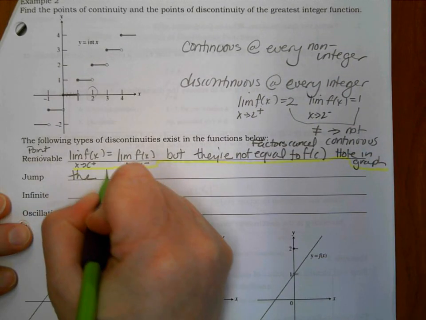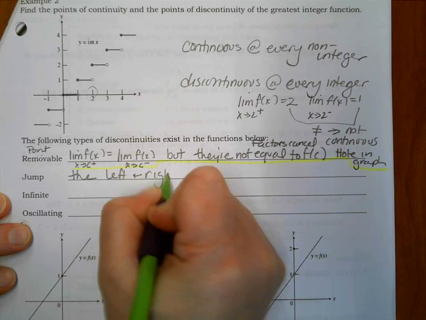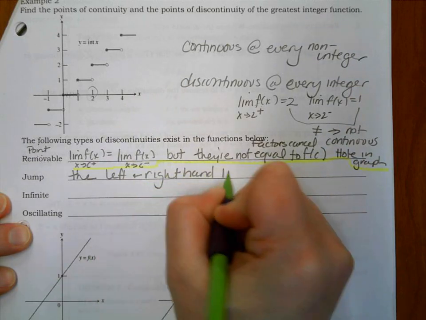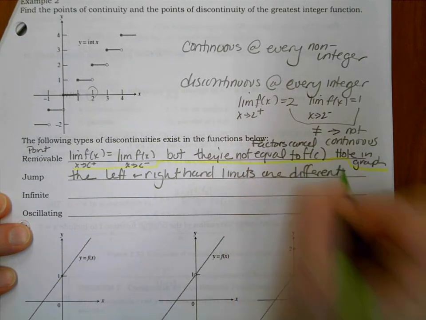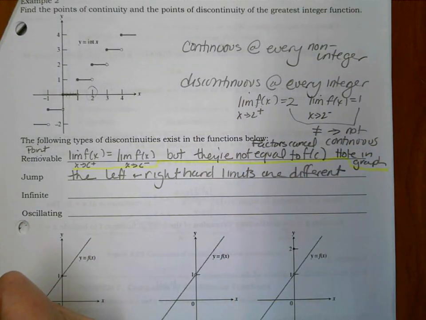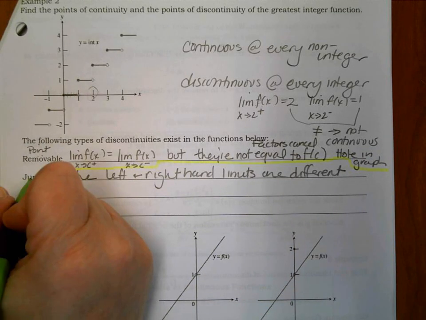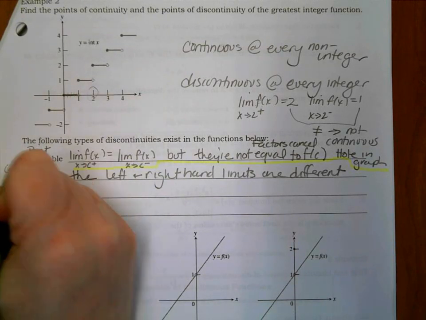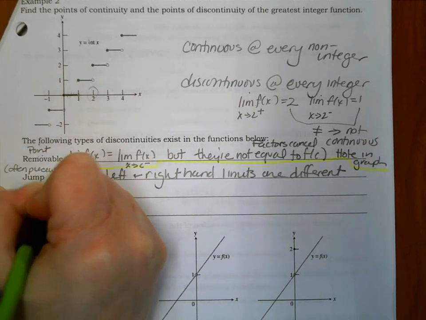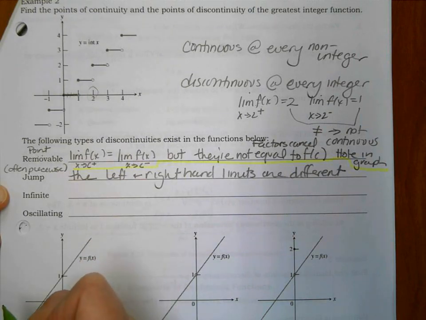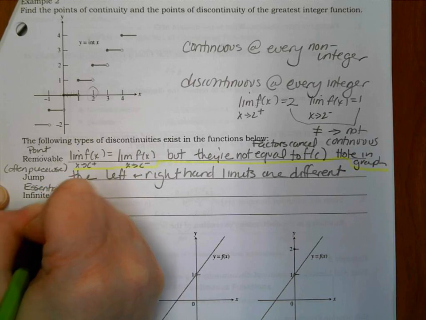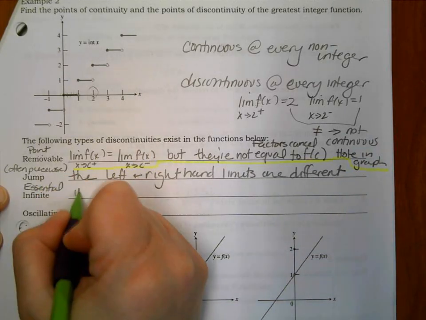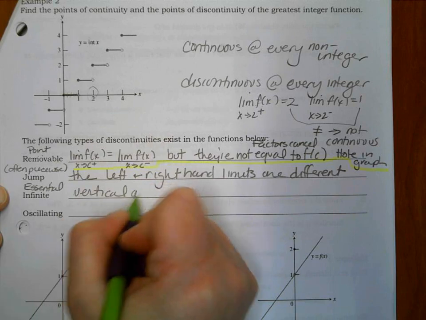So when the left and right hand limits are different, that's a jump discontinuity. And in a lot of cases when we saw these before, these are often piecewise functions. Not always, but they were often piecewise. All right, an infinite discontinuity, sometimes also called essential, was something where you would get a vertical asymptote when you graphed it.